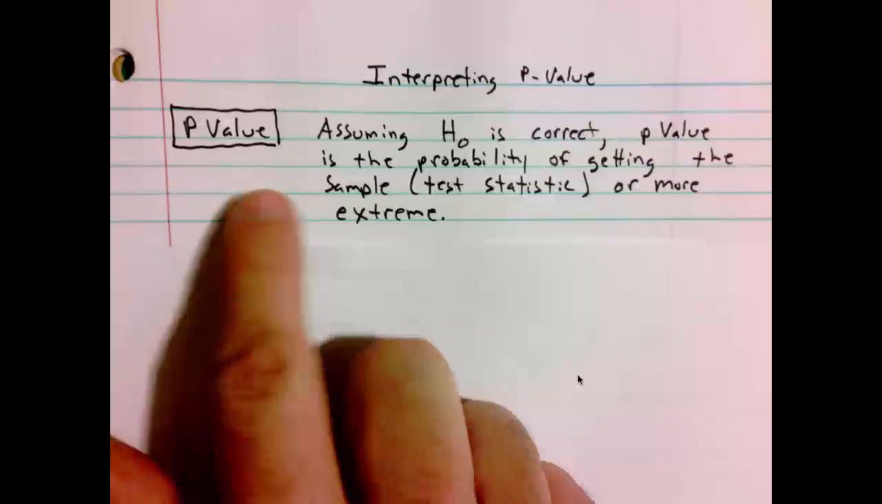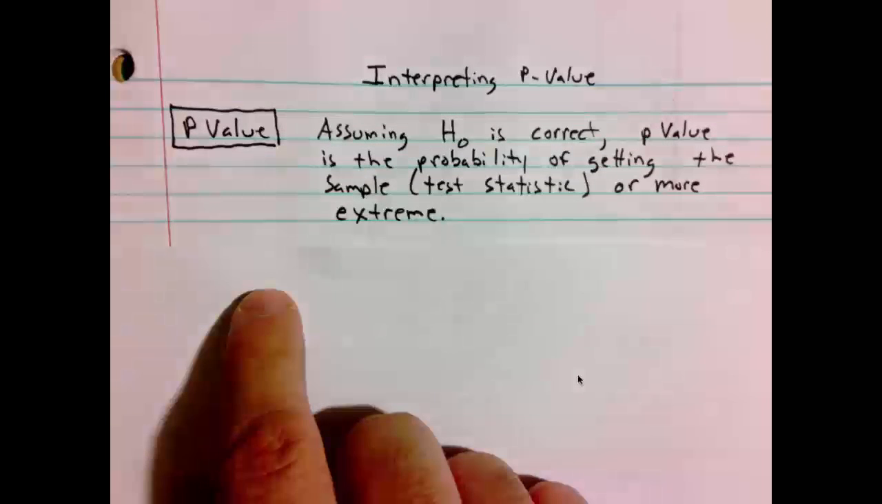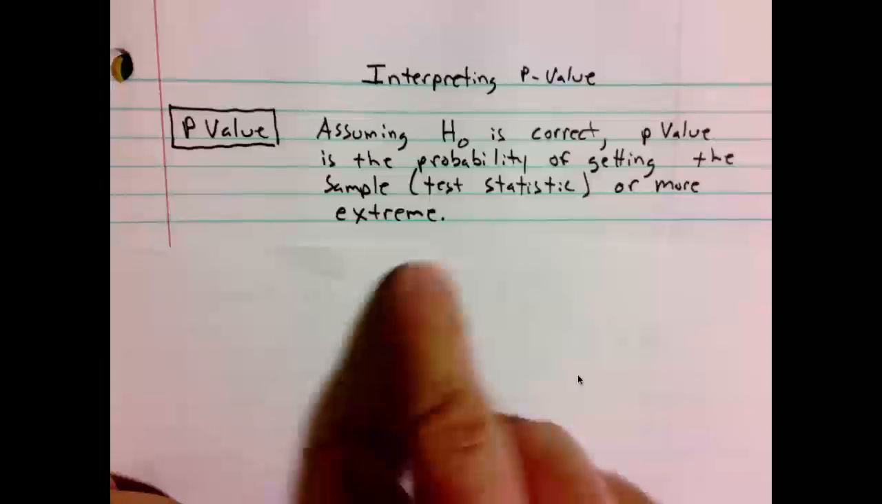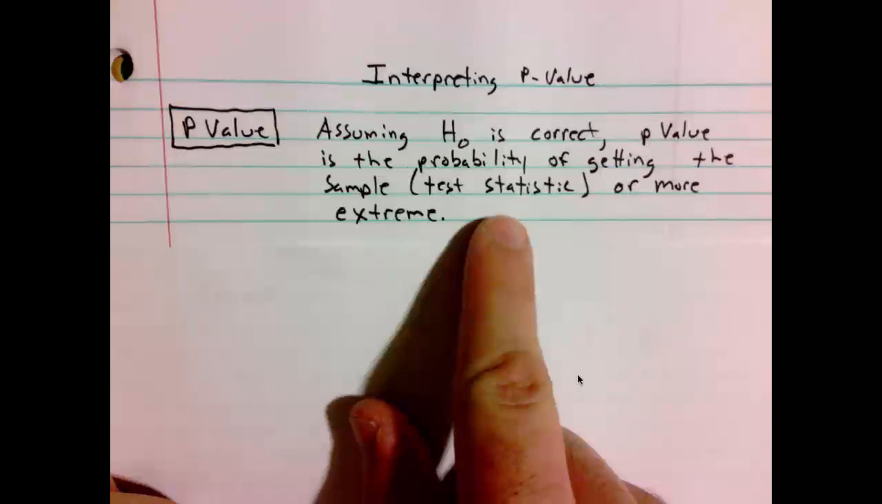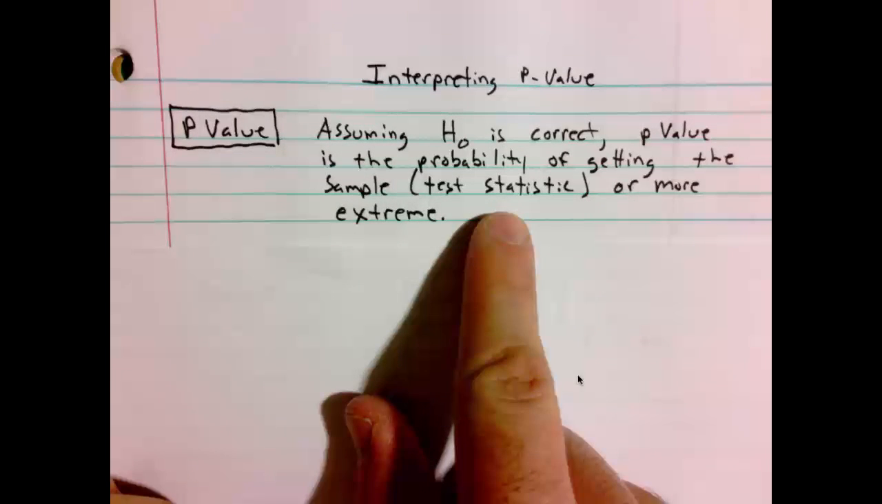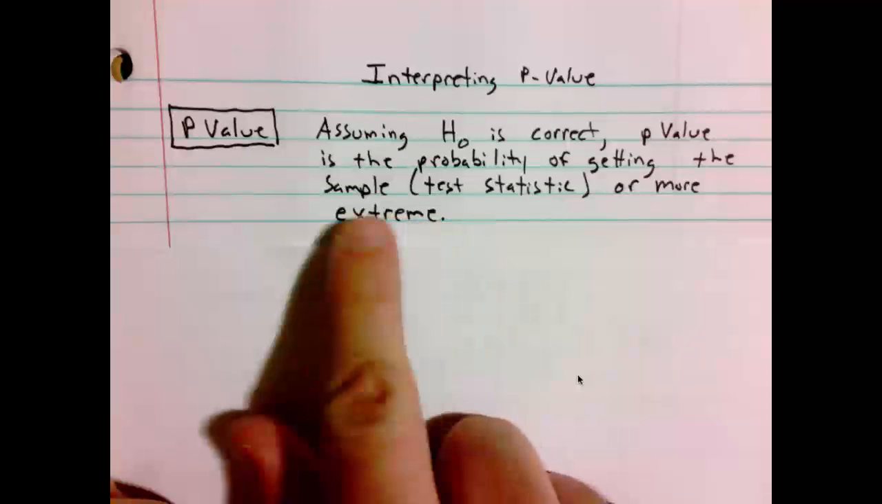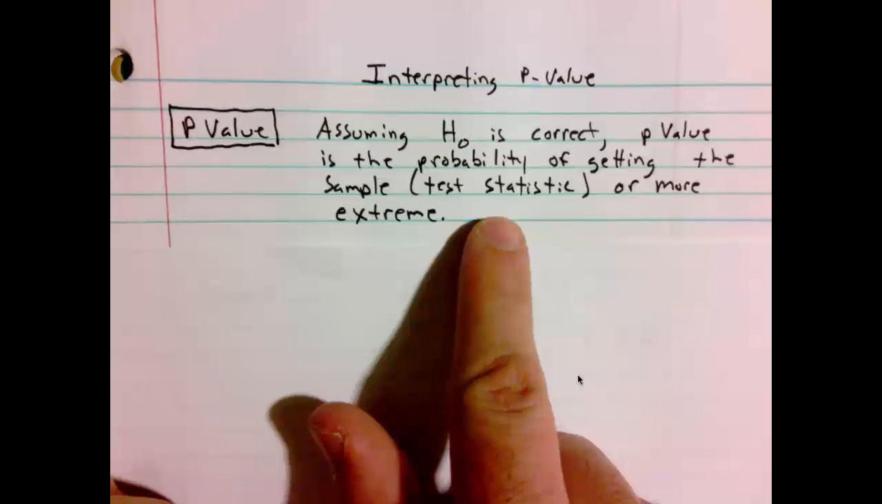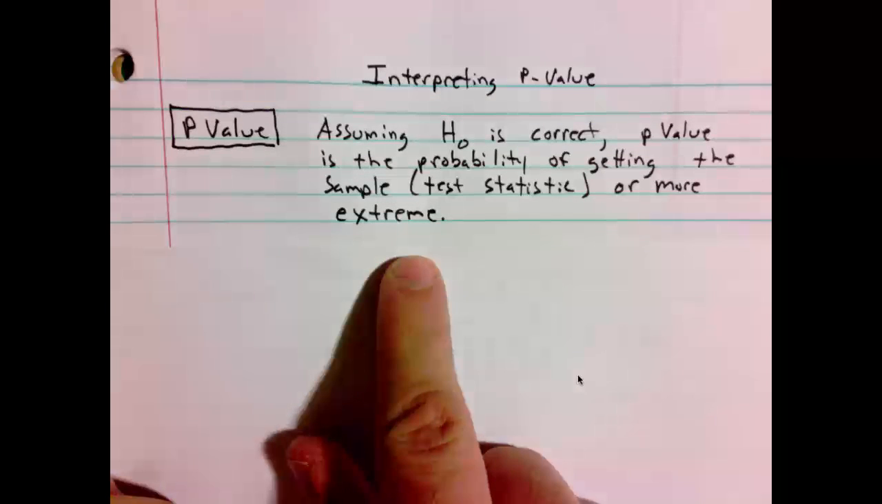P-value. Assuming H naught is correct, p-value is the probability of getting the sample or our particular test statistic. These are synonyms essentially. The sample produces the test statistic or more extreme. Assuming H naught is correct, p-value is the probability of getting the sample that we got or more extreme.